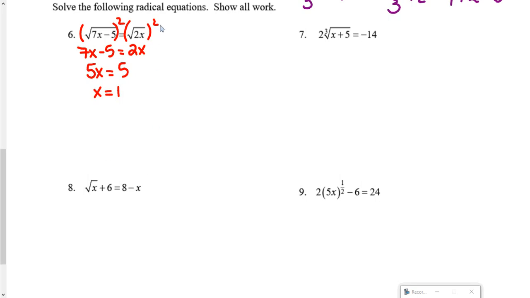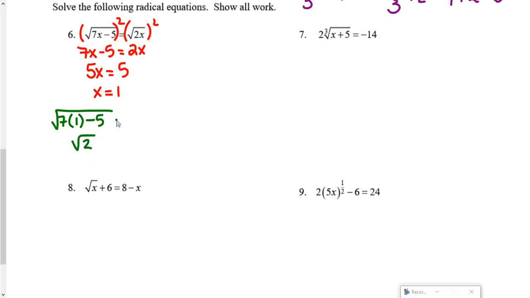Now there is no rule, no law of mathematics that says if I square both sides it's always true. So for any of these equations, it's important that I plug back into the original problem and make sure my answer actually works. On the left side, I have the square root of 7 times 1 minus 5.